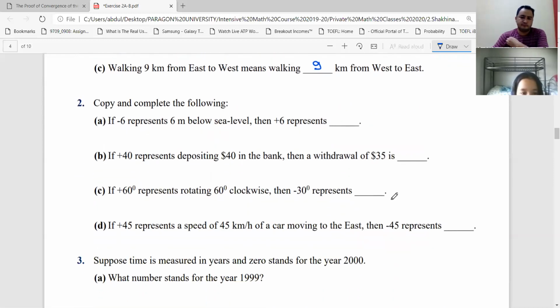2. Copy and complete the following. A. If -6 represents 6 meters below sea level, then +6 represents 6 meters above sea level. Above sea level, right? That's what we should write here. All right. B.